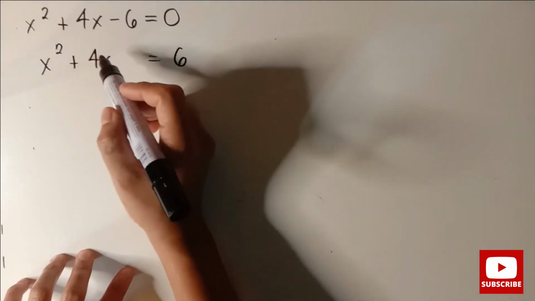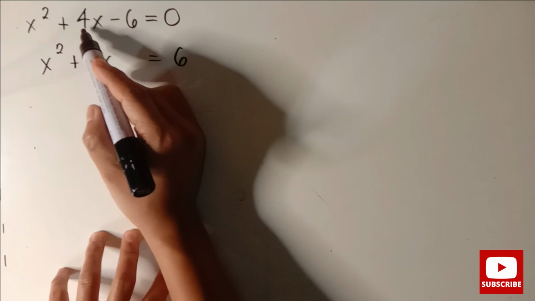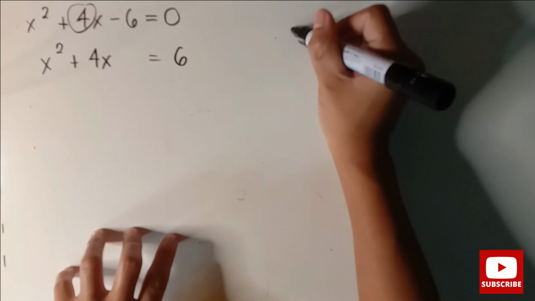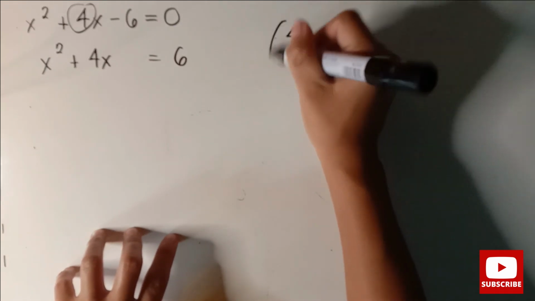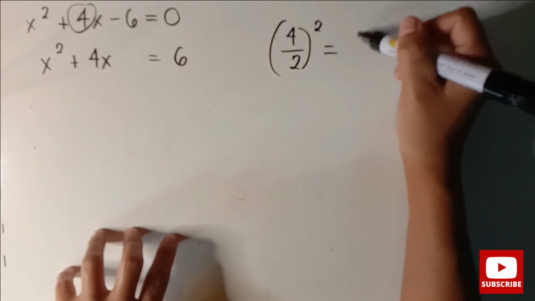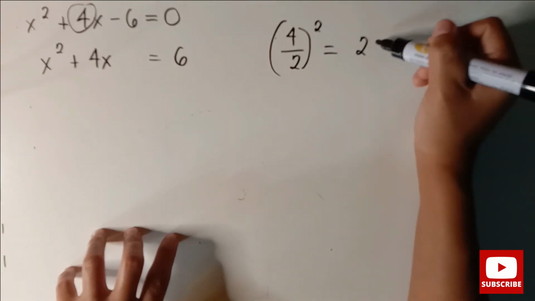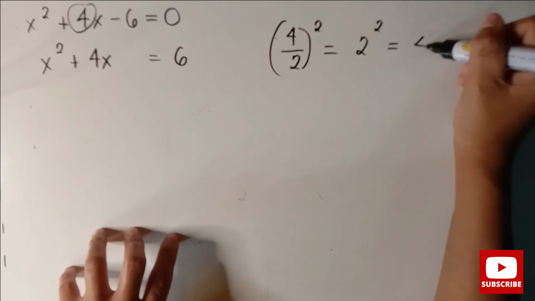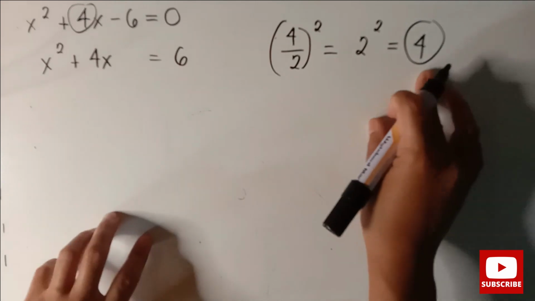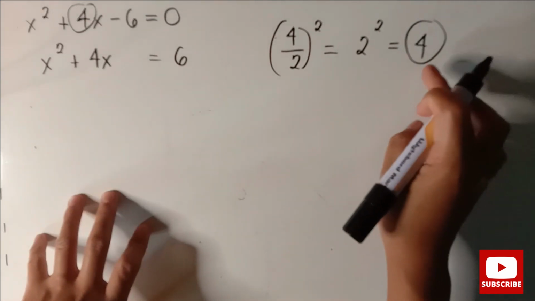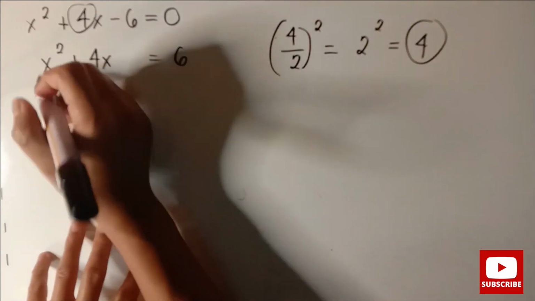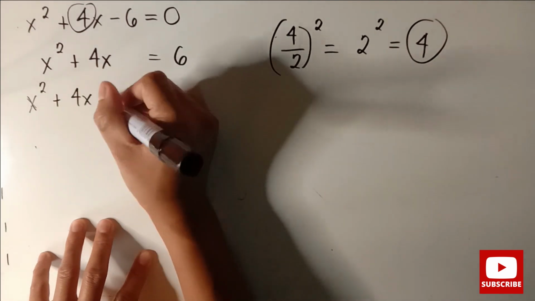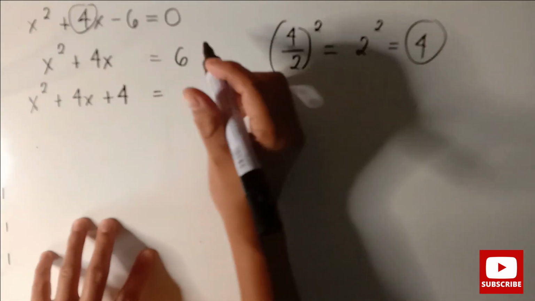Next is we will get the coefficient of the middle term or the second term and then divide it by 2. 4 divided by 2, that is 2. And square it. 2 times 2, that is 4. So you have to add 4 on both sides of the equation. Hence, x squared plus 4x plus 4. And then you are going to add 4.